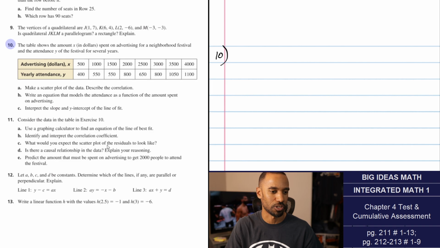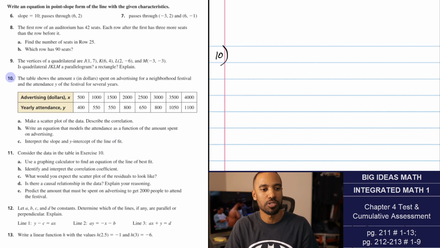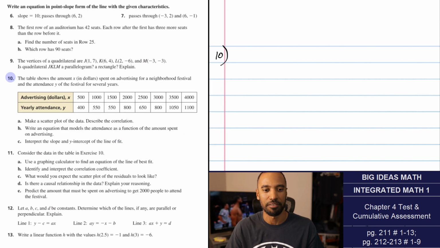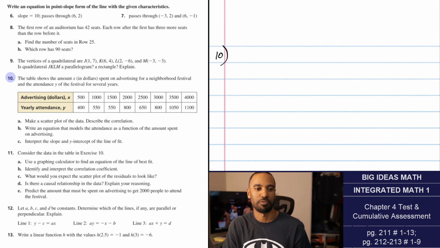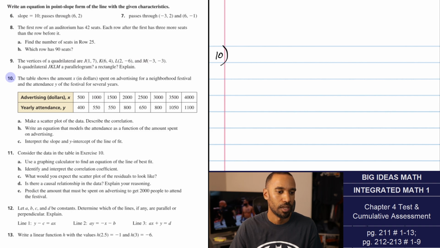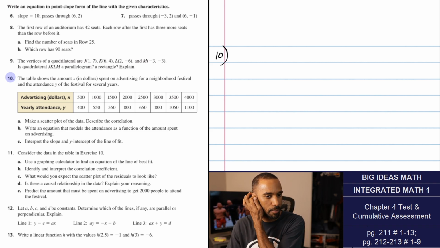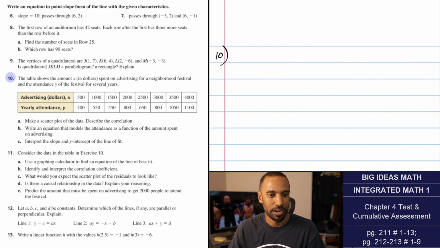Number 10. Ooh, these are slow problems. Look at that. The table shows the amount X in dollars spent on advertising for a neighborhood festival and the attendance Y at the festival for several years. Make a scatter plot of the data. Describe the correlation. Okay, this is one where time will slow down a lot. I want to see if I'm supposed to use the graphing calculator at all. Write an equation that models attendance as a function of the amount spent on advertising.